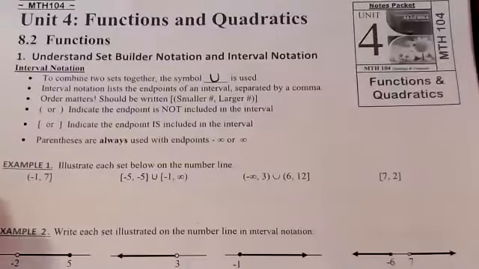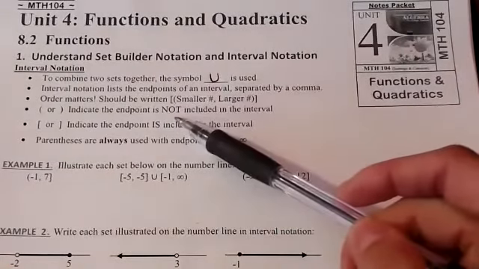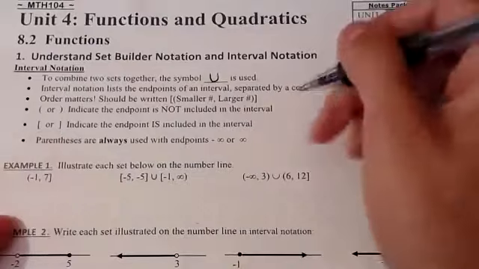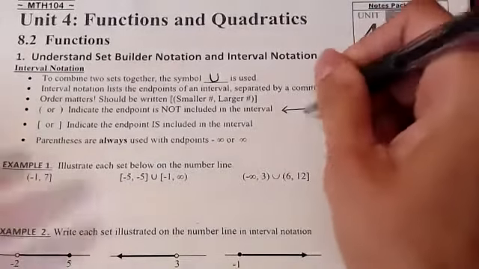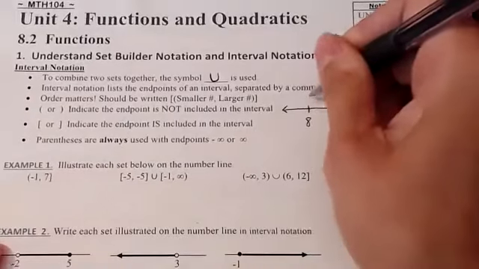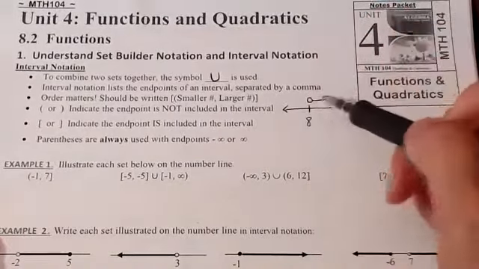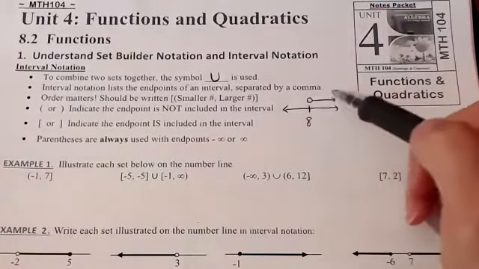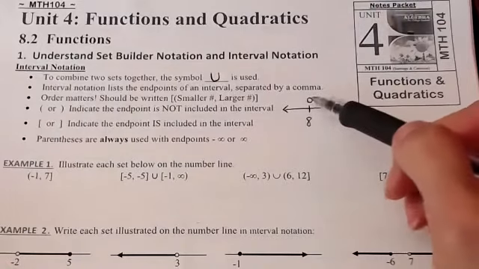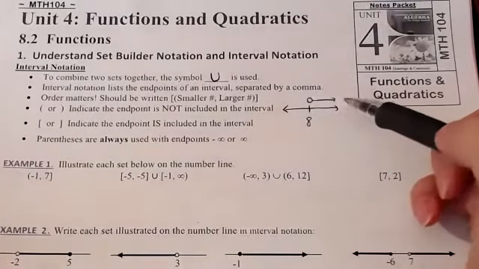Okay, perfect. In the sense that an endpoint is not included, on a number line, you would represent an endpoint that is not included, like for instance, let's write 8. We would represent that with an open circle. So in this particular interval that I drew out, we recognize that 8 is not included in my interval, but everything above 8 is.